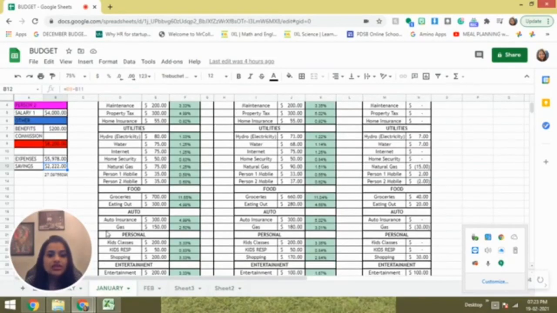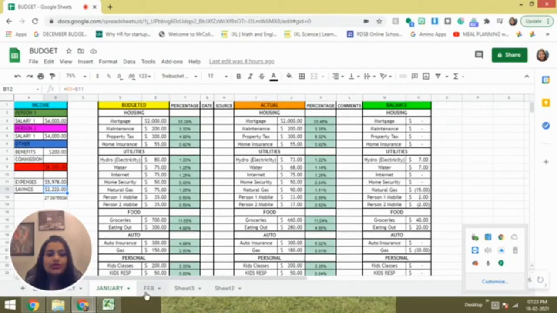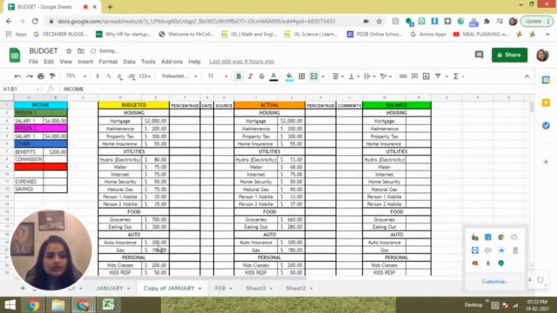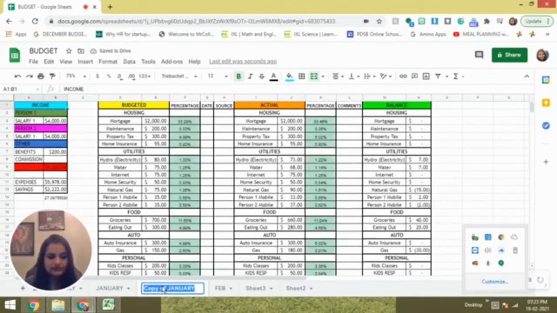Once you are done with it, if you want to go for the next month, you just have to right click, create duplicate, and rename it, and then you're good to go. So you just change, budgeted remains the same, you just have to change your actuals and you're good to go.